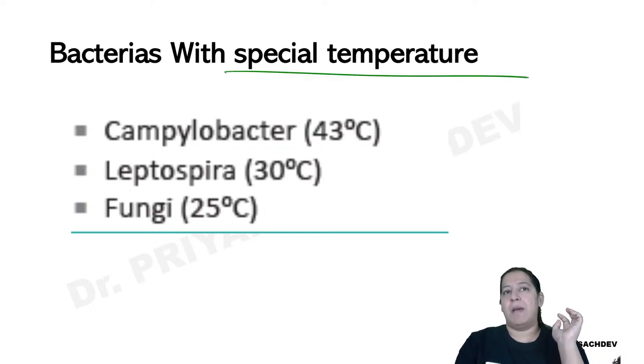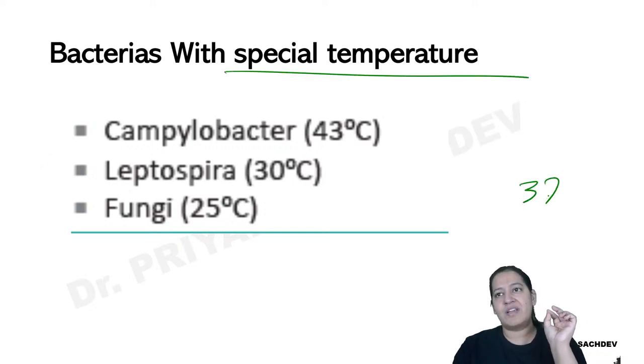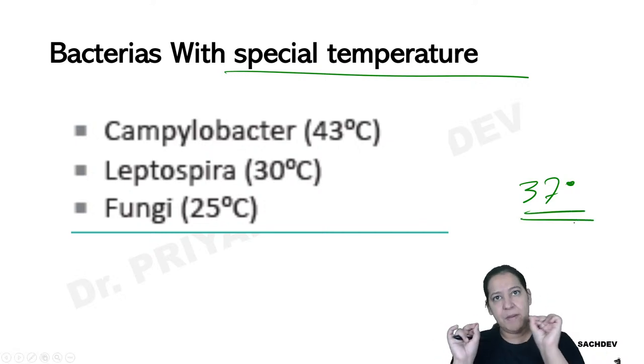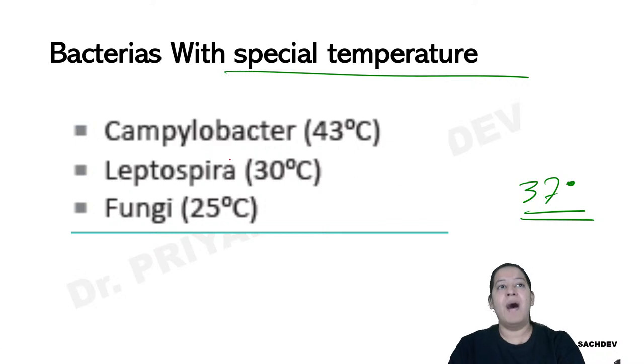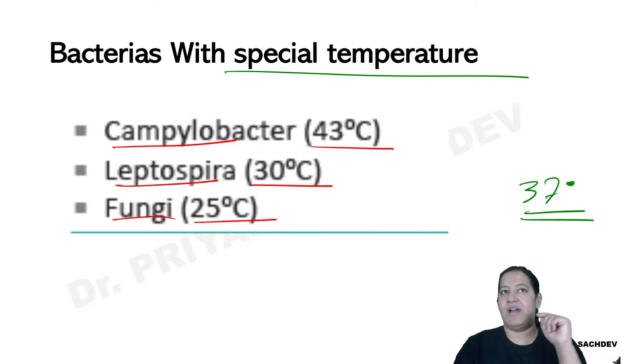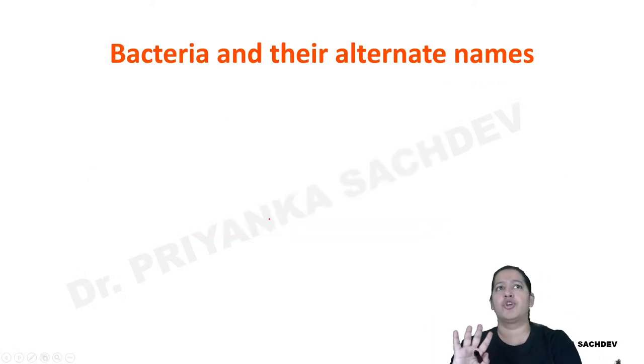Bacteria with special temperature. Most of the bacteria grow at 37 degree, which is your human body temperature. So 37 degree pe most of the bacteria grow karte hai. But campylobacter grow at 43. Leptospira grow at 30 and fungus grow at 25. So it is not very important, but yeah, you should know it.